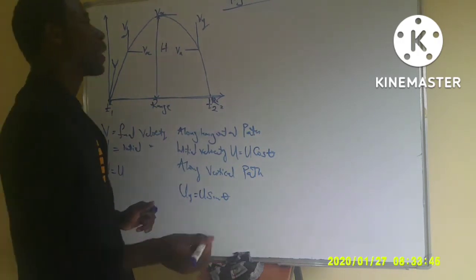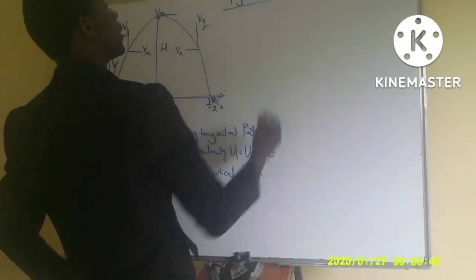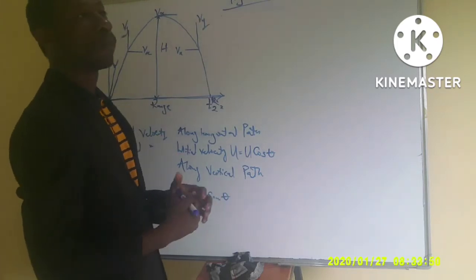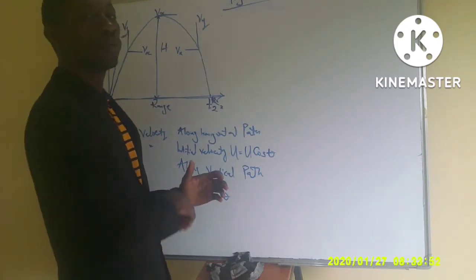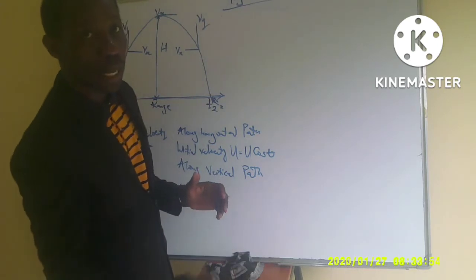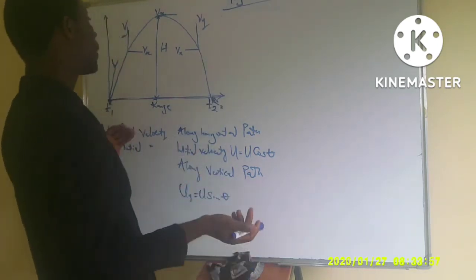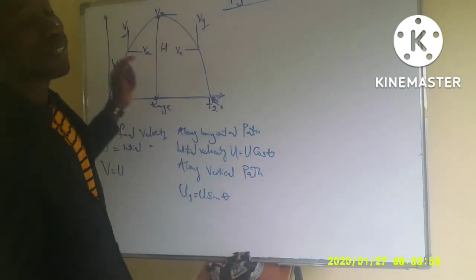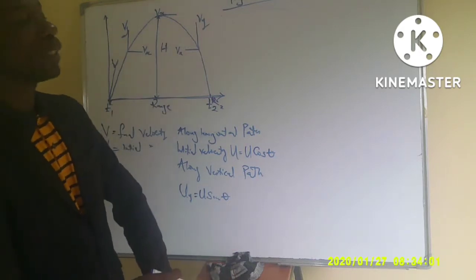So therefore, what is the time of flight? I want to resolve the time of flight. Time of flight is the time taken for the object to return to the ground again. It is the time taken for the object to get to the maximum height and then return to the original ground again.